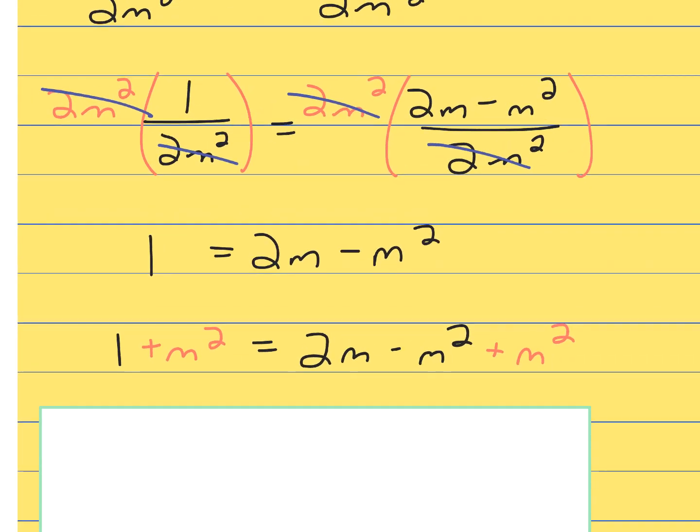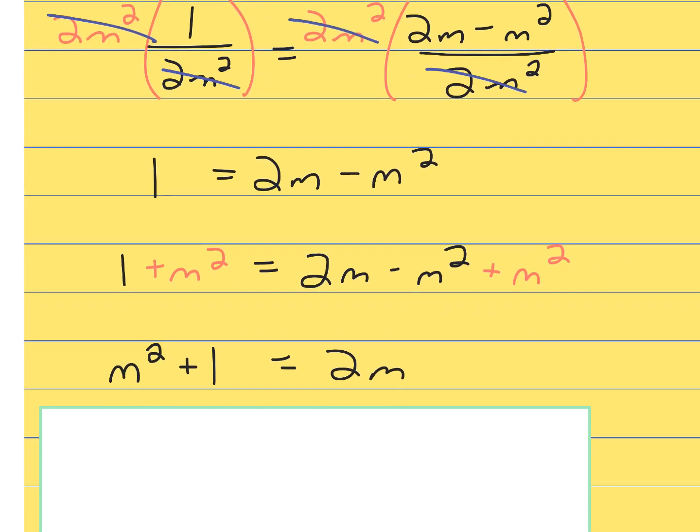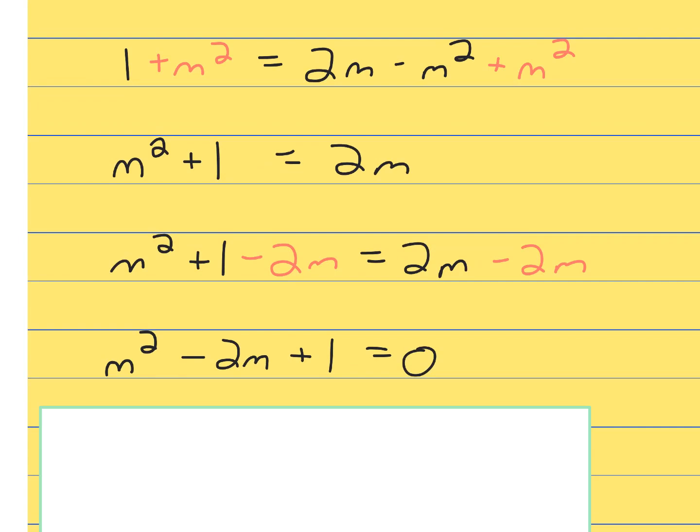When I add that to both sides and I simplify, putting them in order, because you want to put them in descending order in terms of their degree, their highest exponent, the m squared comes first, plus the 1. These cancel out because they're inverse operations, and that was the point of doing it. Now we're going to do the same thing for 2m: subtract 2m from both sides so that we get 0 over here, and we'll put this in order, and we get that.